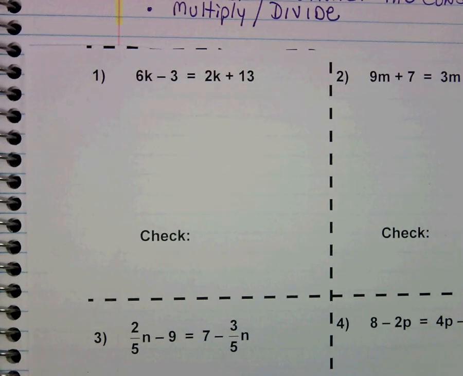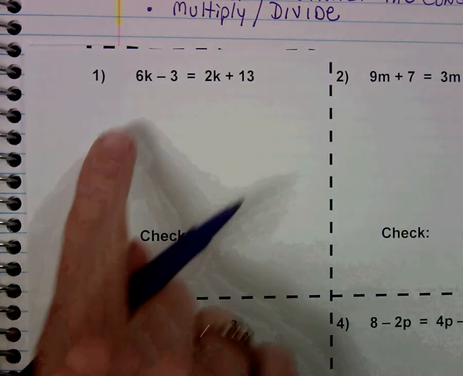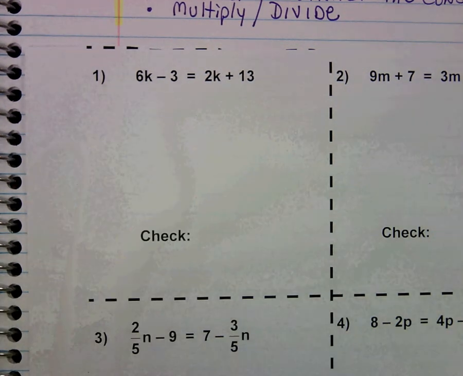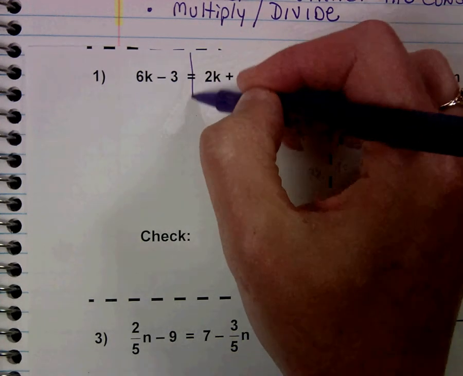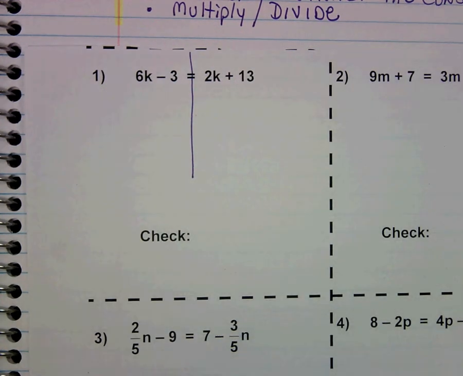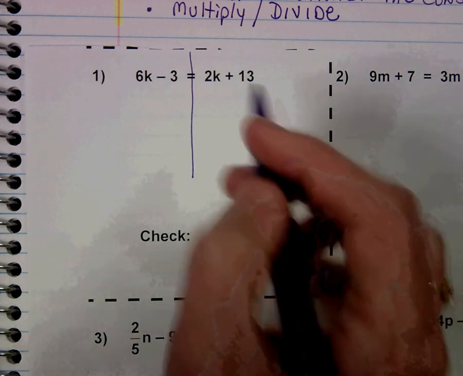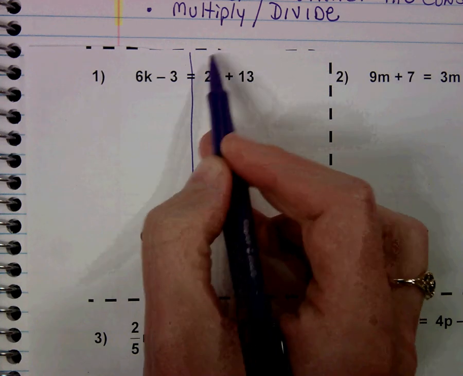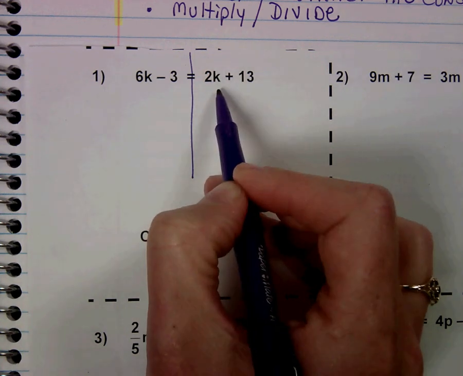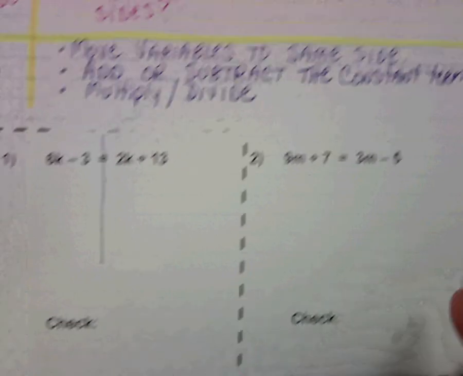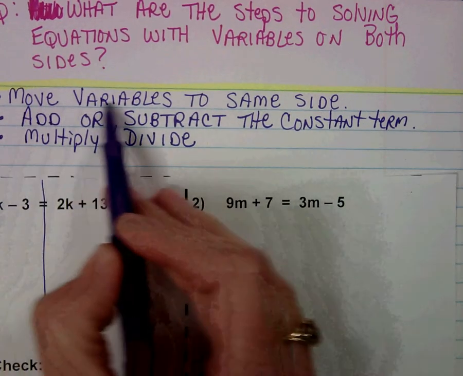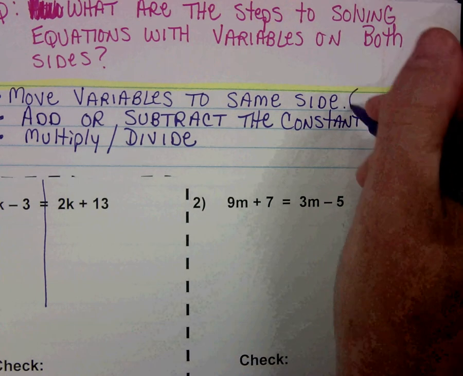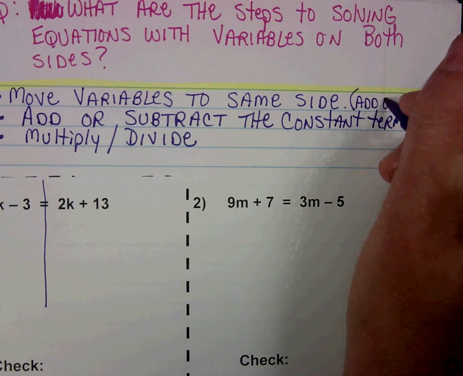Okay, so let's look at this first example. When we decide to move our variables to the same side, it doesn't matter if we move them to the left or to the right. It's really your preference. I know a lot of people like their variable to be on the left side, but it doesn't matter. If you need to, draw a line down through the equal sign to keep your sides separated. So if I'm going to move this 2k, I'm going to move it by adding or subtracting. And maybe we should add that to our steps. When we move our variables to the same side, we do this by adding or subtracting.